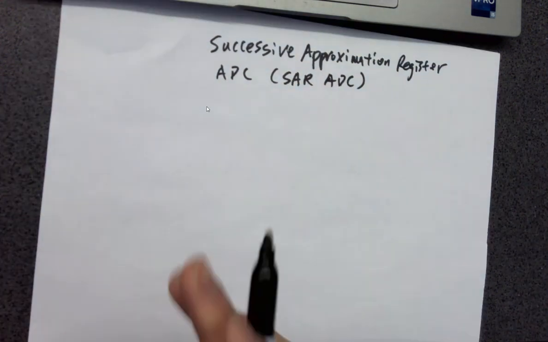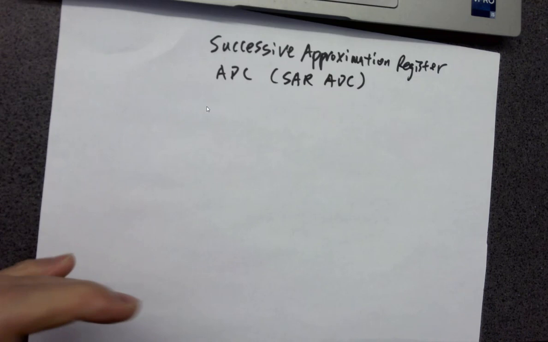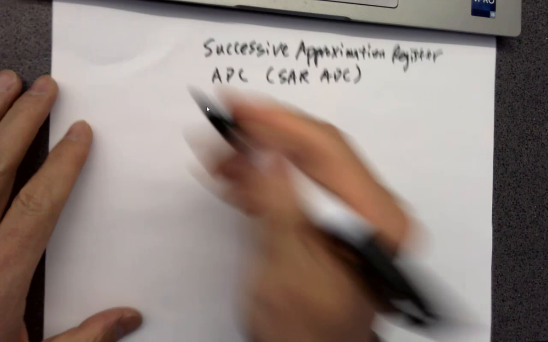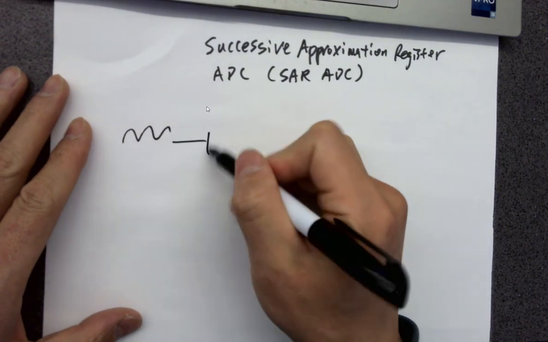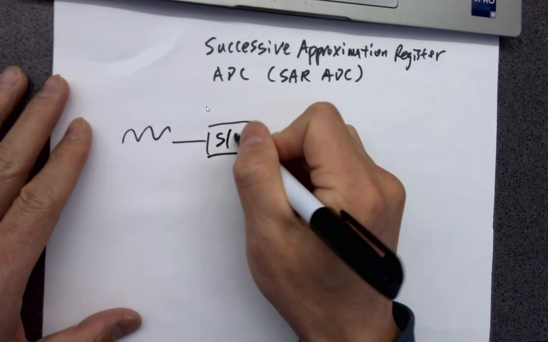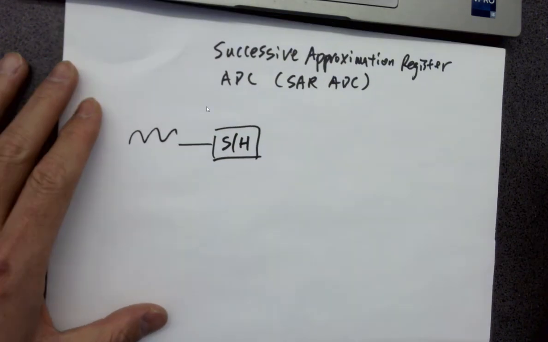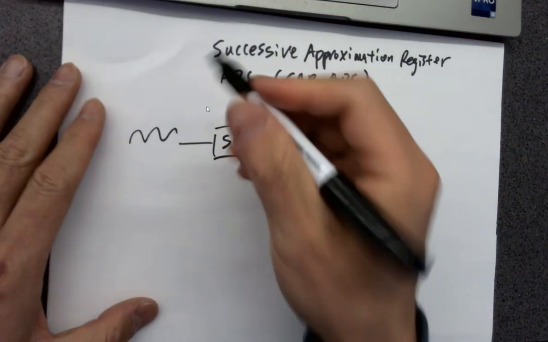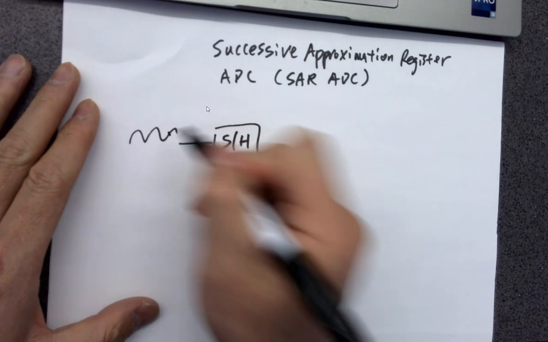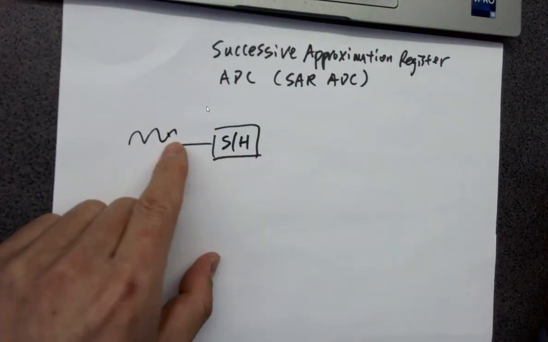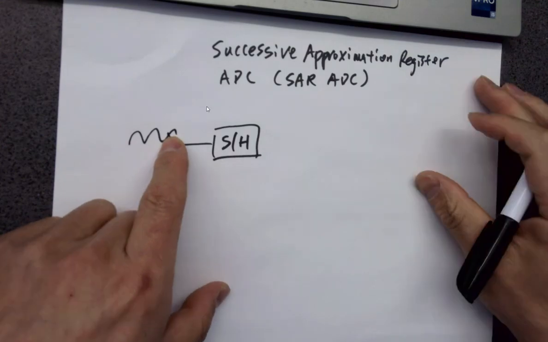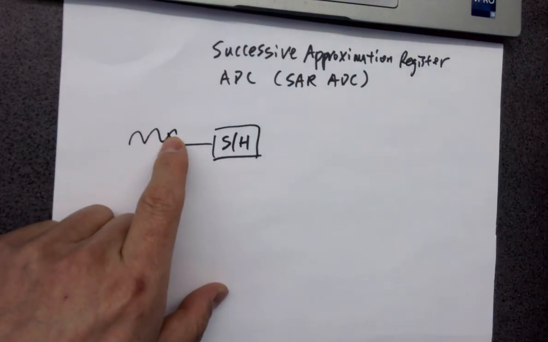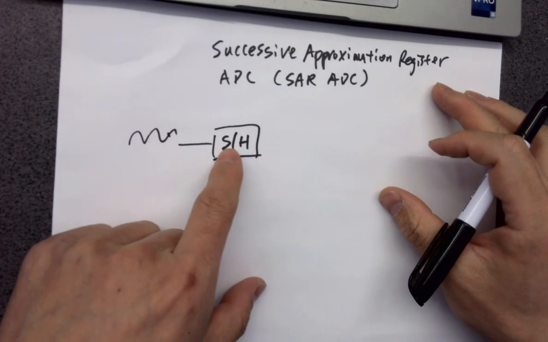So first you need a sample and hold circuit, which samples and holds the value at that moment. The analog input comes in and you do a sample and hold. For example, it's holding this value here. Just the analog input at that moment will be held and becomes a DC voltage. We'll look into the sample and hold circuit details later.